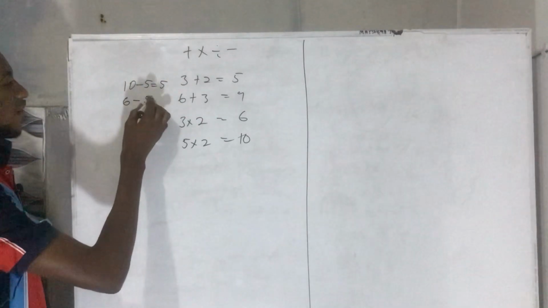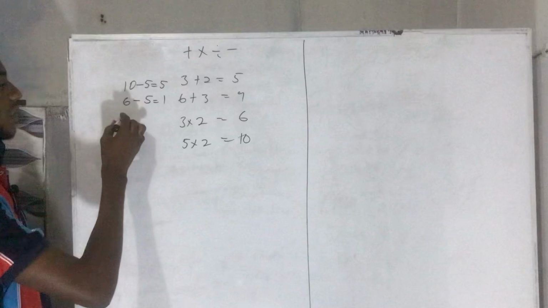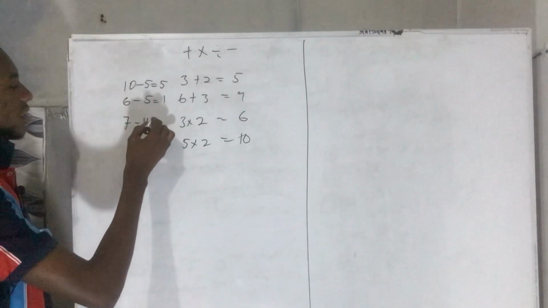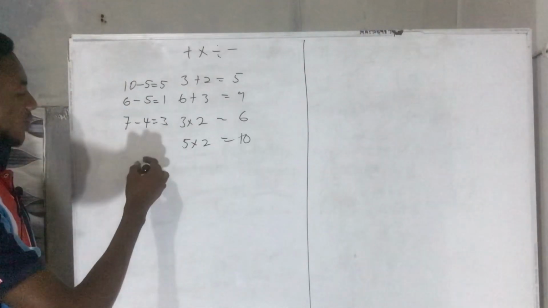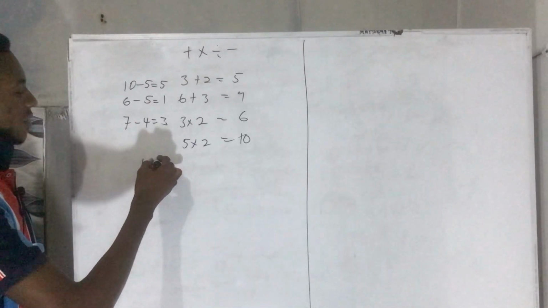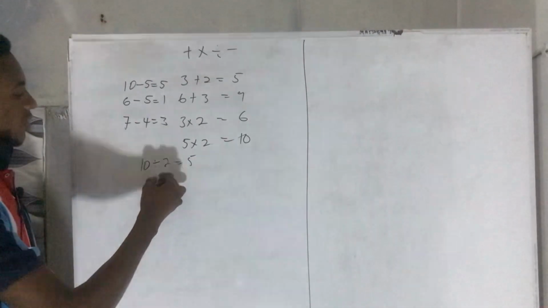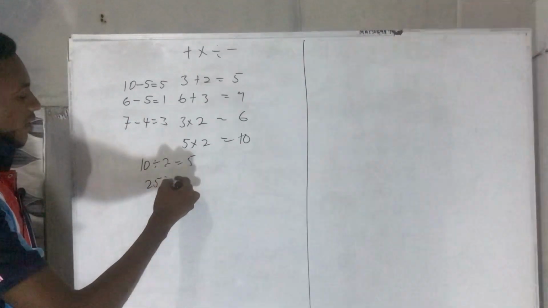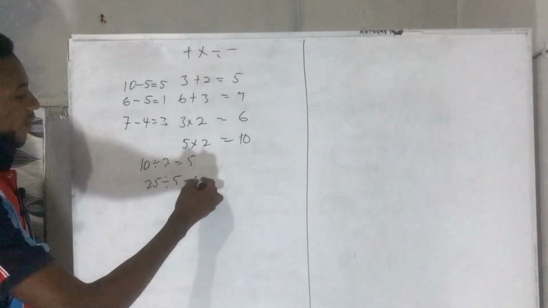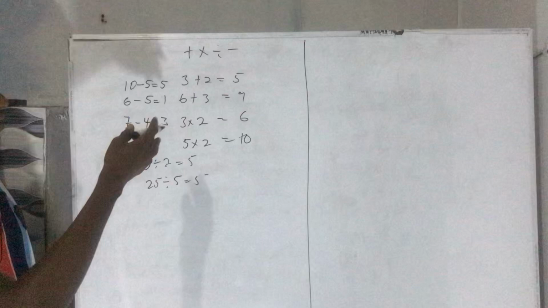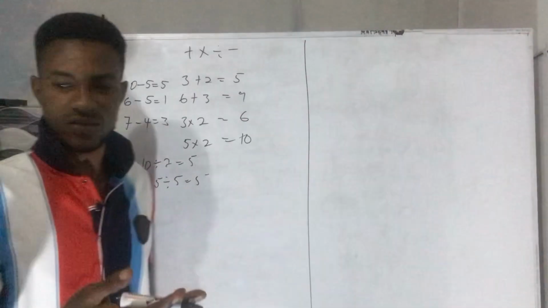Then we have, let's say, 10 minus 5 is equal to 5. 6 minus 5 is equal to 1. And 7 minus 4 is equal to 3. And at times we have 10 divided by 2, we have 5. 25 divided by 5, we have 5. This kind of thing. Now what happens to fractions?